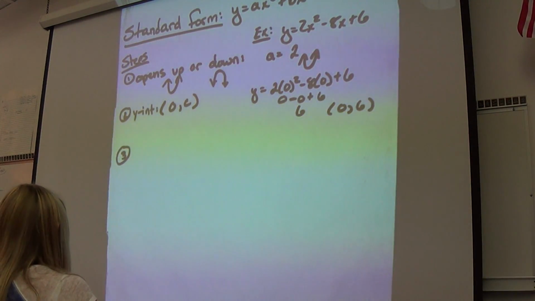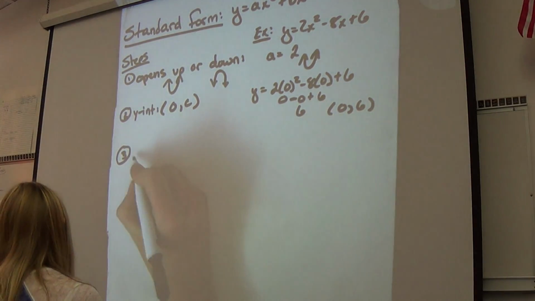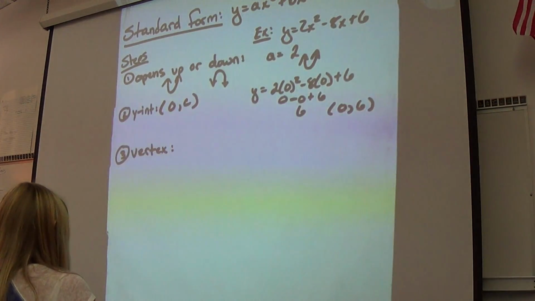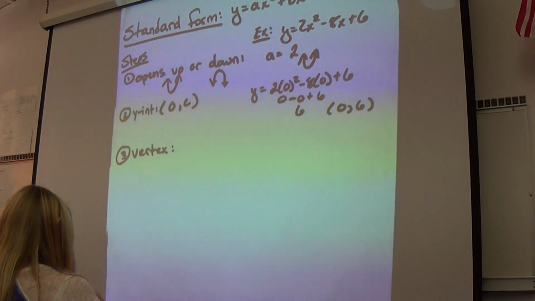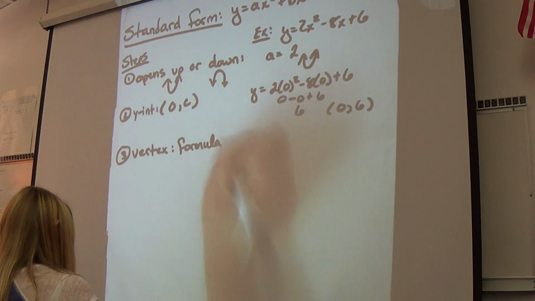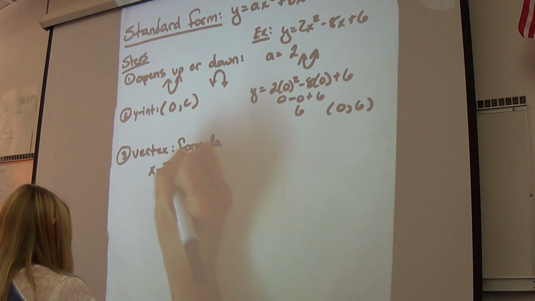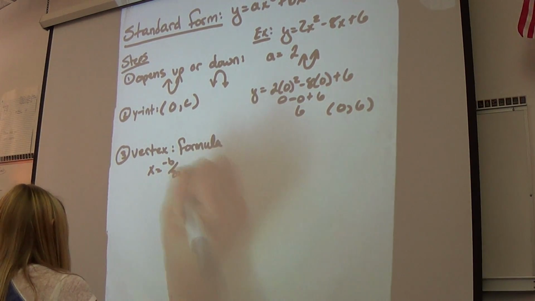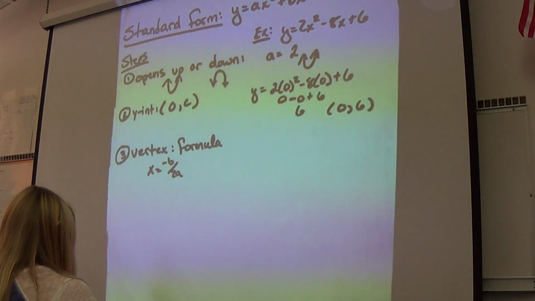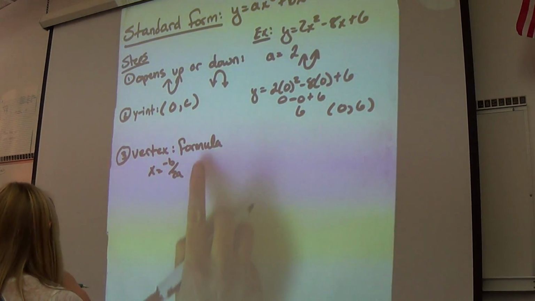Number 3 is going to be the vertex. In standard form, you have to find your vertex by doing a formula. That formula is going to be x equals negative b over 2 times a. What does that remind you of? Yeah, it's your quadratic formula. It just doesn't have the square root part.